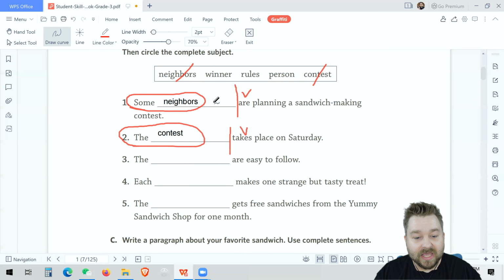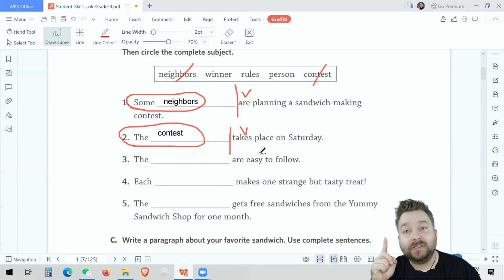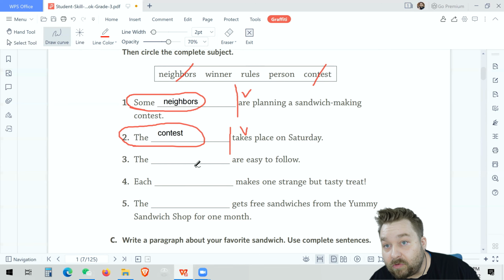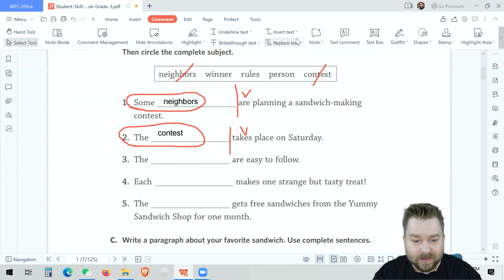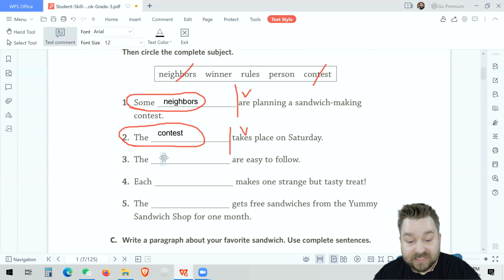Let's do the next one. The are easy to follow. Well, we know it has to be plural, right? Are has to be plural. So which one of these words is plural? Winner, that's one. Rules, many. Person, well, I'm a person, that's one. So rules is our plural. Now we know. The rules are easy to follow. Yeah, that makes a lot of sense. So we're going to write that in here.